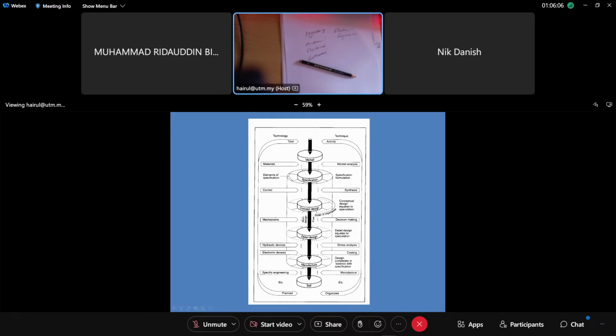So after we do the market survey, we gather all the information from all the team members under one team. Then after we gather all the information, we extract the information from each team member. What is the information that we have already collected? Then we make a specification. A specification means a set of requirements before we generate ideas.